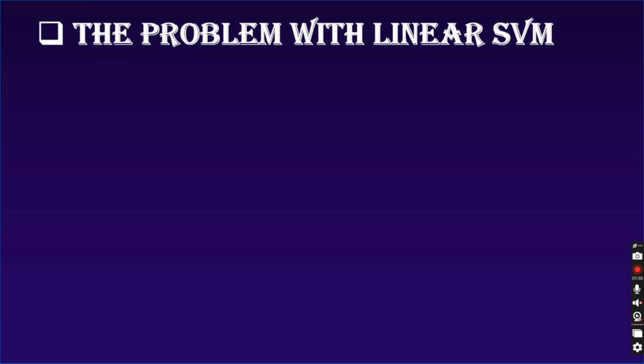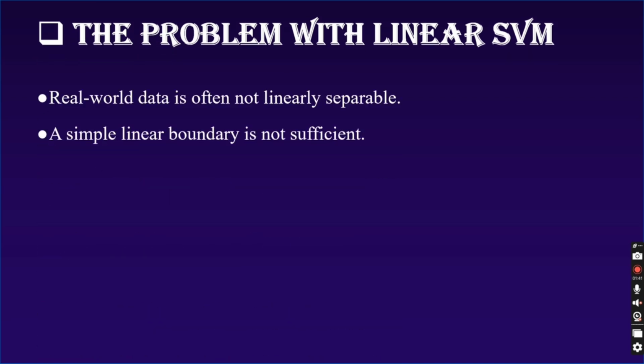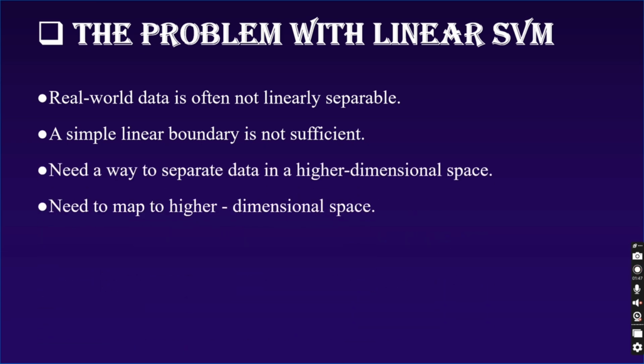Next slide is the problem with a linear SVM. The problem with a linear SVM is that real world data is often not linearly separable. A simple line won't divide the data correctly. Introduce the idea of mapping data to a higher dimensional space. We need to map to a higher dimensional space. Go to the next slide.